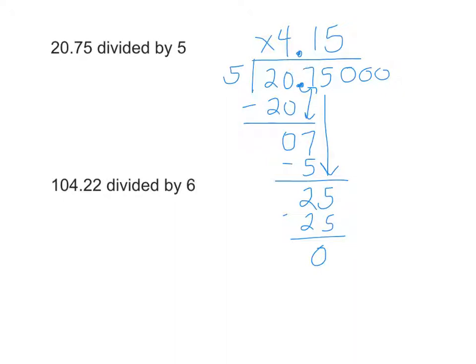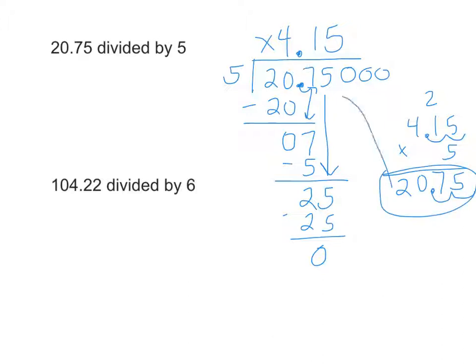Now let's go to the side and check it with multiplication. So 4 and 15 hundredths times 5. 5 times 5 is 25. 5 times 1 is 5, plus 2 is 7. And 5 times 4 is 20. Now I'm going to look at the problem. There are 2 numbers behind a decimal in the problem, so there should be 2 behind it in the answer. And 20 and 75 hundredths is what I started with, which is how I know my answer is correct.